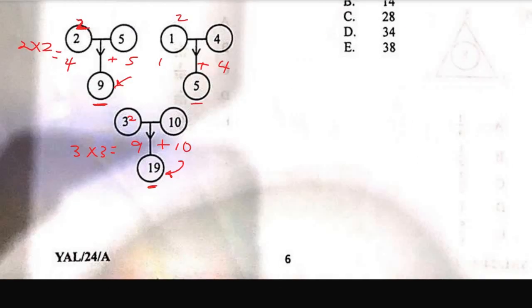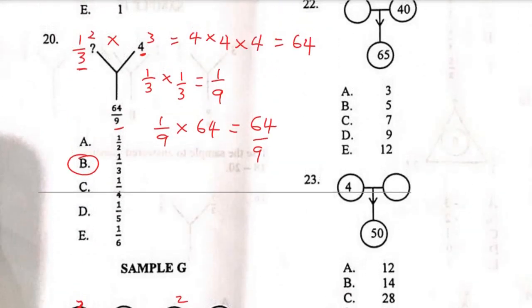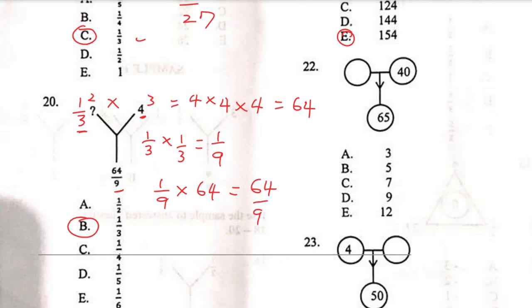Alright, let's look at question 22. For this question, the first circle, the number there is missing. We have 40, we have 65. And we have options A to E, A 3, B 5, C 7, D 9, E 12. So, what is the missing number? If we solve from the options, if we pick 3, the first one, 3 square is 9. 9 plus 40 won't give us 65.